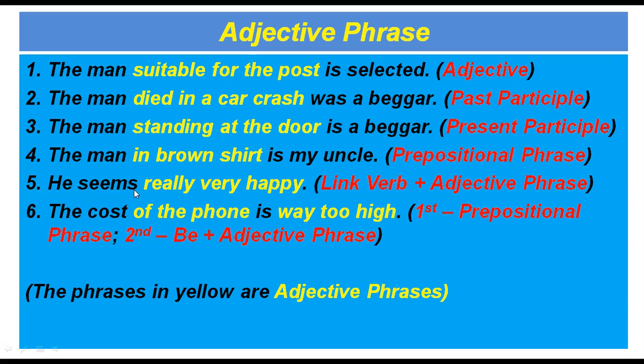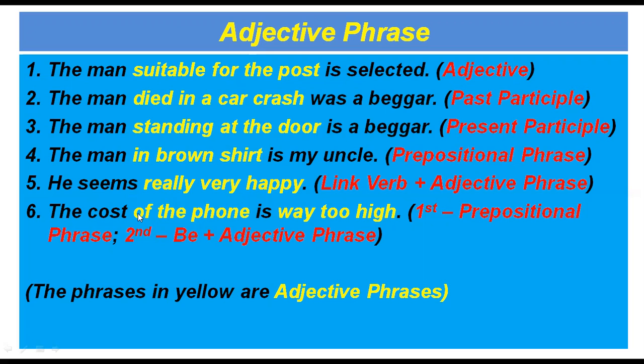Now, number five, he seems really very happy. We all know that seem is a link verb, and normally a link verb takes an adjective after this. But if there are more than one word, then it becomes an adjective phrase. So we could say he seems happy, but we're putting more words before happy, like really and very. So it becomes a phrase, really very happy. There are three words, so it's no more an adjective, rather it becomes an adjective phrase.